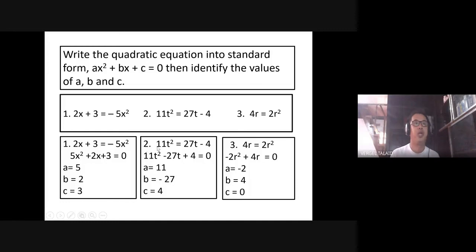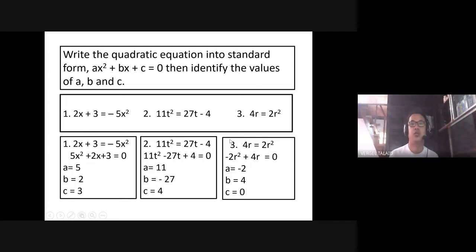Now for number 2, 11t squared is equal to 27t minus 4. So just transpose 27t and negative 4 to the left side. So you are going to change the signs: 27t becomes negative 27t, and negative 4 becomes positive 4. So our a is 11, our b is negative 27, our c is 4.